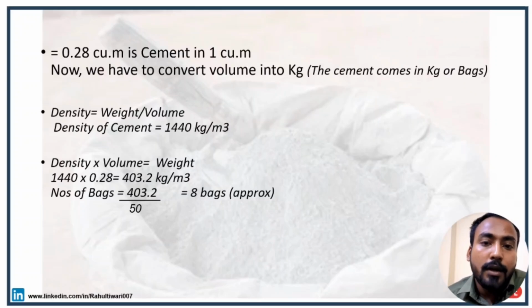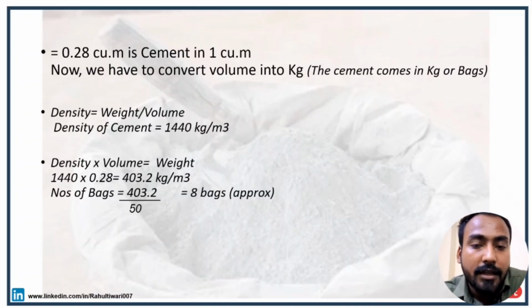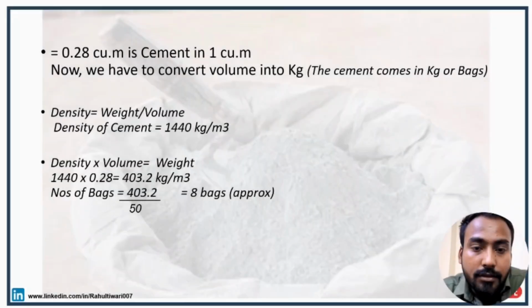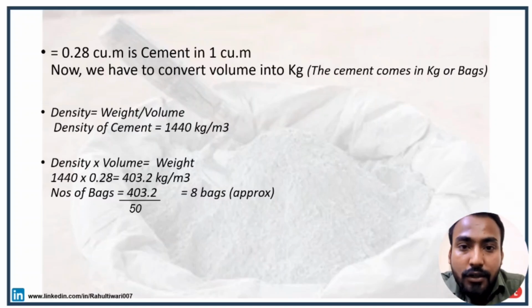To calculate this quantity, we use a formula we have studied from our childhood: density is equal to weight upon volume. The standard density of cement is 1440 kg per meter cube, and by multiplying density into volume we get the weight. So 1440 multiplied by 0.28 is equal to 403.2 kgs. If we convert into 50 kg bags, 403.2 divided by 50 is approximately 8 bags. So in 1 cubic meter, 8 bags of cement are needed.